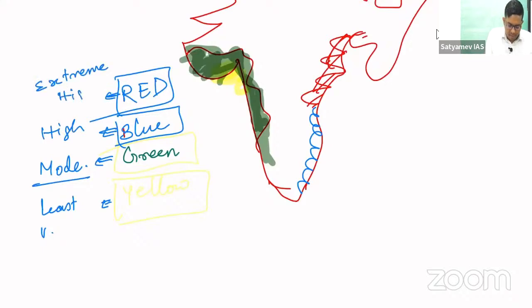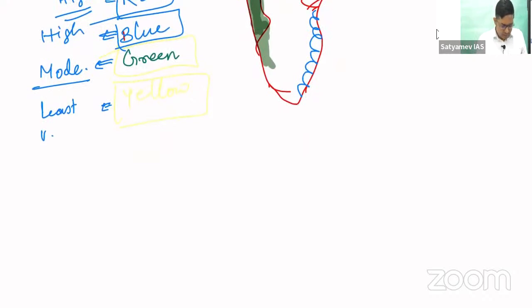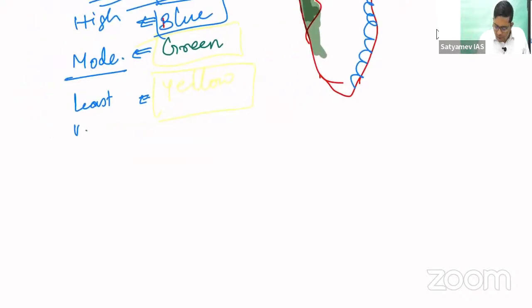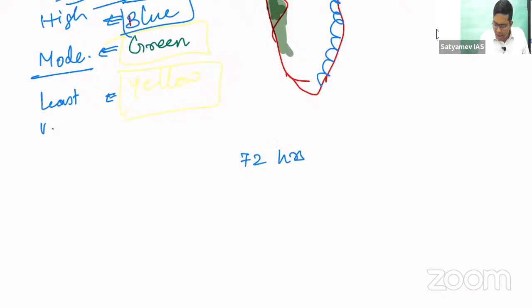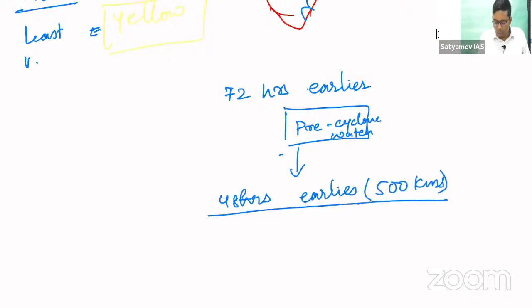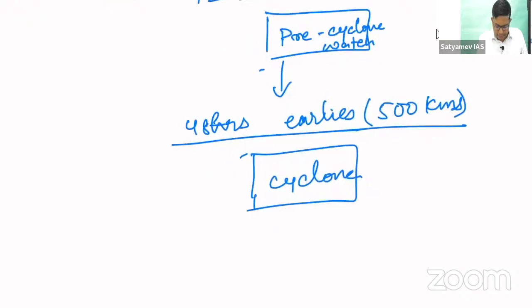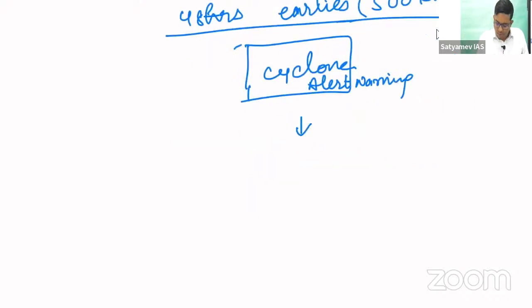Number one is this. But this is not just the color coding. After this, the second color coding is there. One is provided 72 hours earlier, which is for pre-cyclone watch. Then the second will be provided 48 hours earlier. And when the distance is around 500 kilometers from the coastline, there will be a cyclone alert warning. And then you'll have the warning 24 hours earlier.